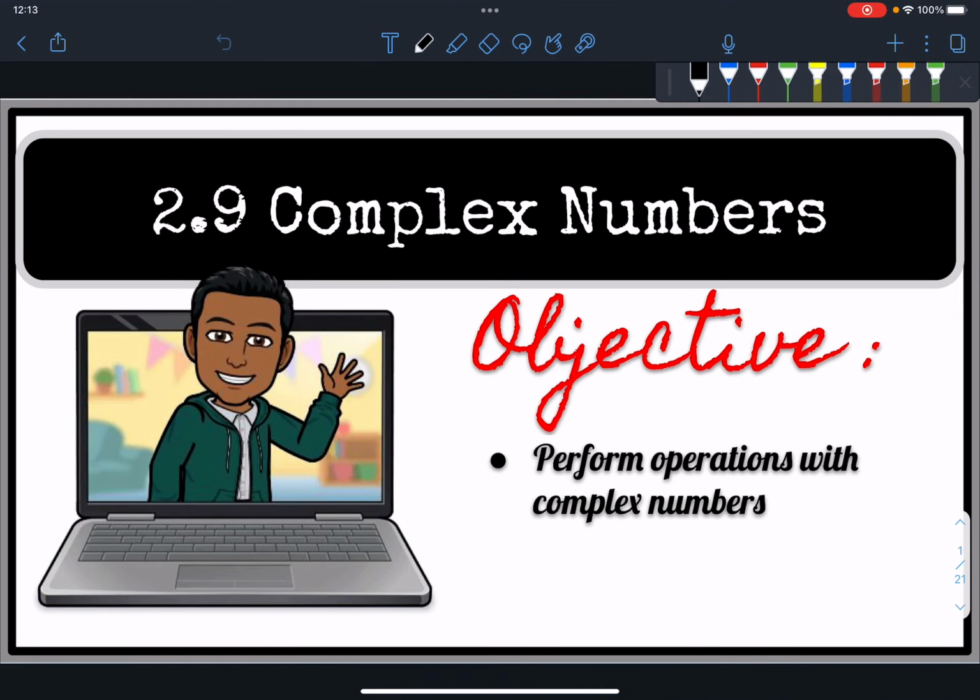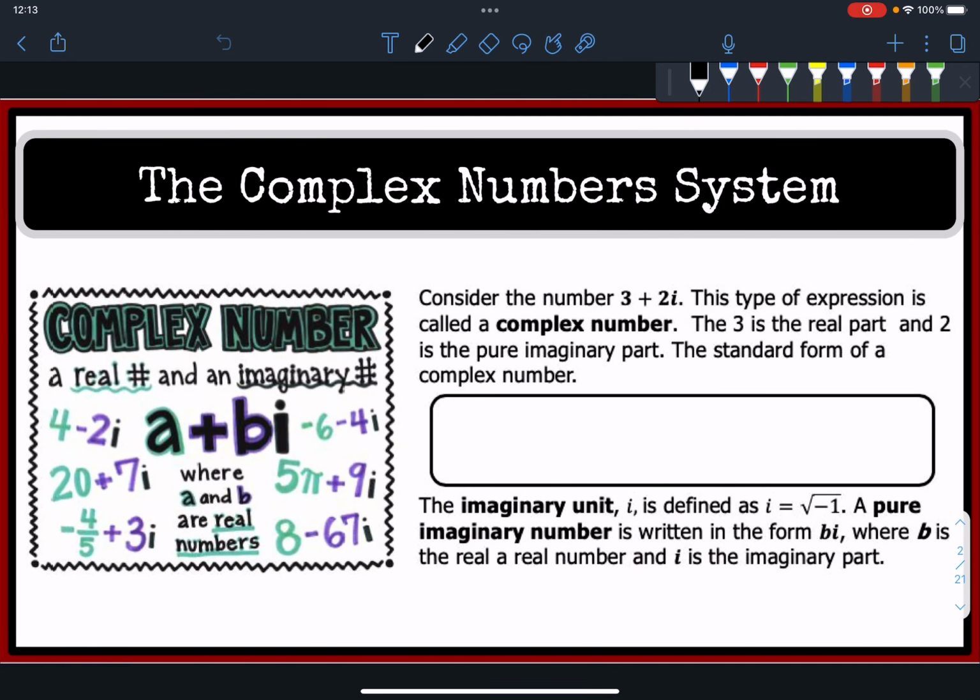Hello class. In lesson 2.9 complex numbers, you'll learn how to perform operations with complex numbers. So you're going to learn how to add, subtract, multiply, and divide expressions with complex numbers. Let's first go over what a complex number is.